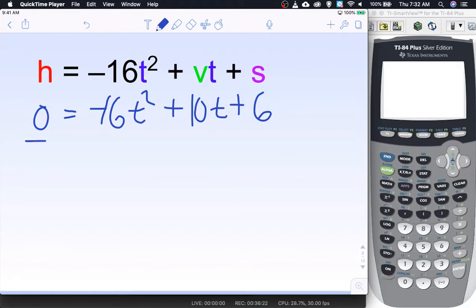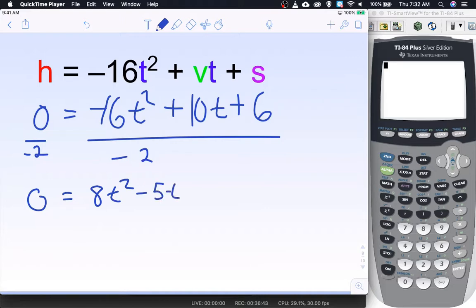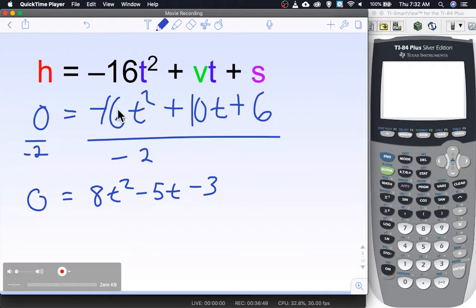Check this out. I'm going to divide both sides by a -2. Huh? Well, each of these values are even. I can divide each of these by 2 and get a nice, pretty whole number. So I'm going to get 0 equals 8t squared minus 5t minus 3. Smaller numbers, usually easier to factor. So you're allowed to do that with these equation dudes. You can divide by a common factor and just make each of your values smaller.